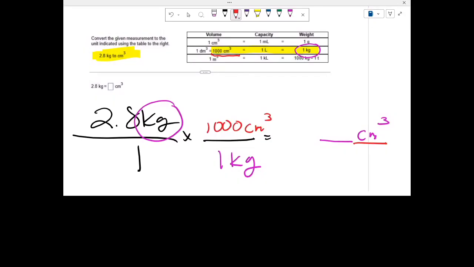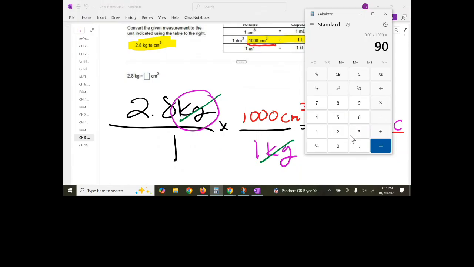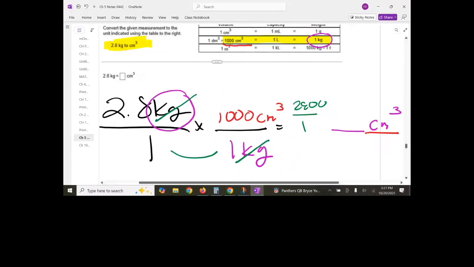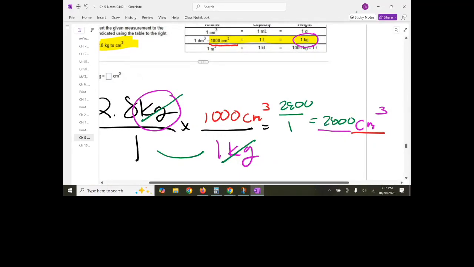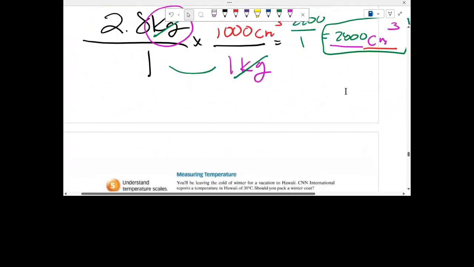All right, so again, y'all, my kilograms on the top and my kilograms on the bottom are going to go away. Let's see what we get when we multiply. So I'm going to take 2.8 times 1,000. Okay, so 2.8 times 1,000 is 2,800. And 1 times 1 is still 1. And 2,800 divided by 1, y'all, boom, is still 2,800. Okay, and we got it.